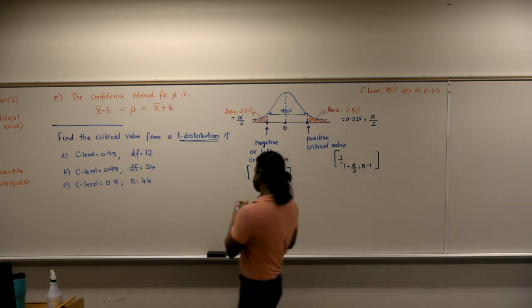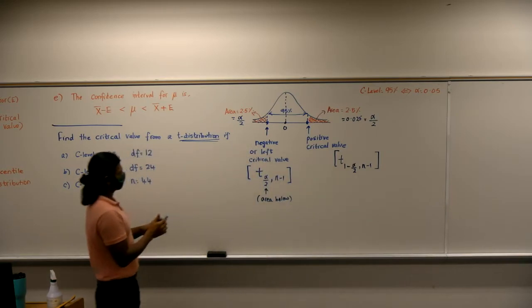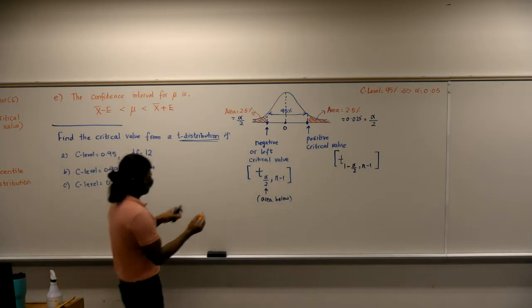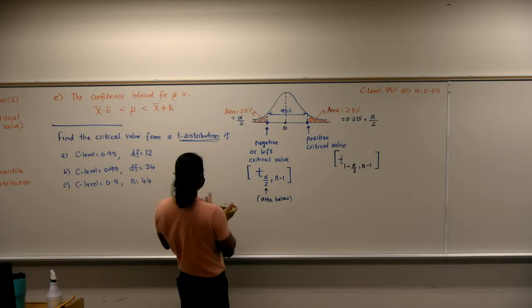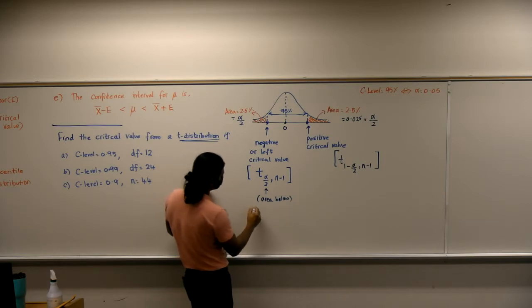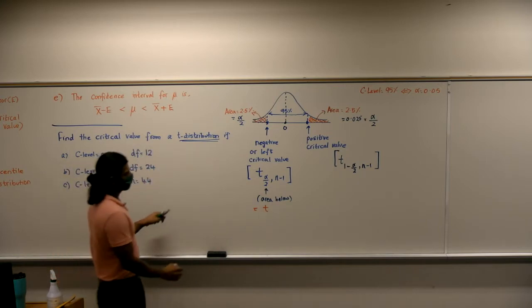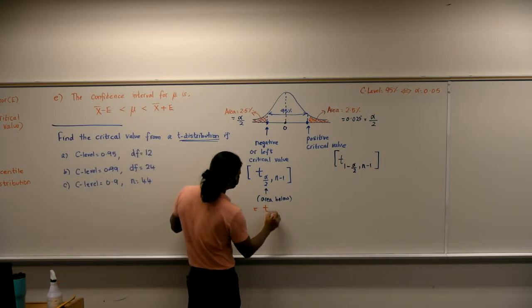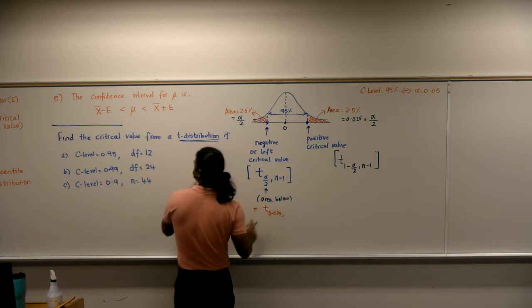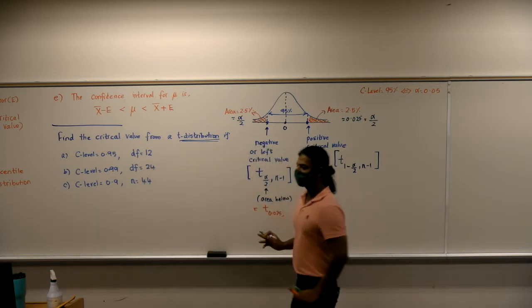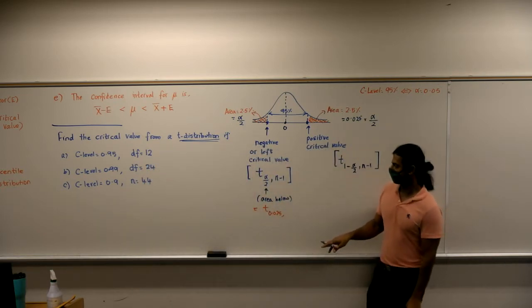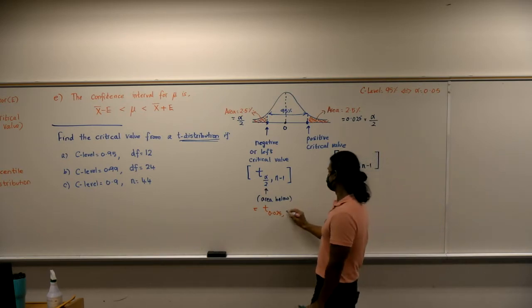That's just the notation. Now I can just put in the numbers for the first one. So in terms of the value of alpha that I have, T alpha over 2 is 0.025. The degrees of freedom is n-1. So that would be 12.